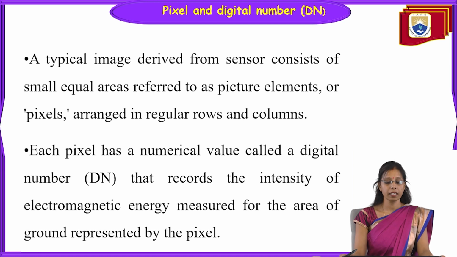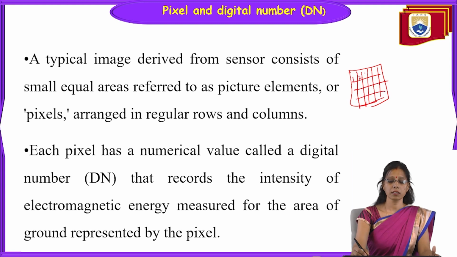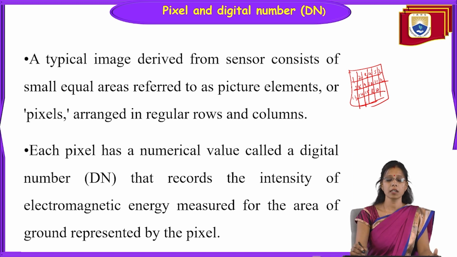Now we have pixel and digital number. How do you understand the pixel and digital number? Just now I explained it. There will be a digital photo which has a number of pixels over here, number of pixels over here. Like this, pixels will be there. These pixels are called digital numbers. We generally call them DN numbers.